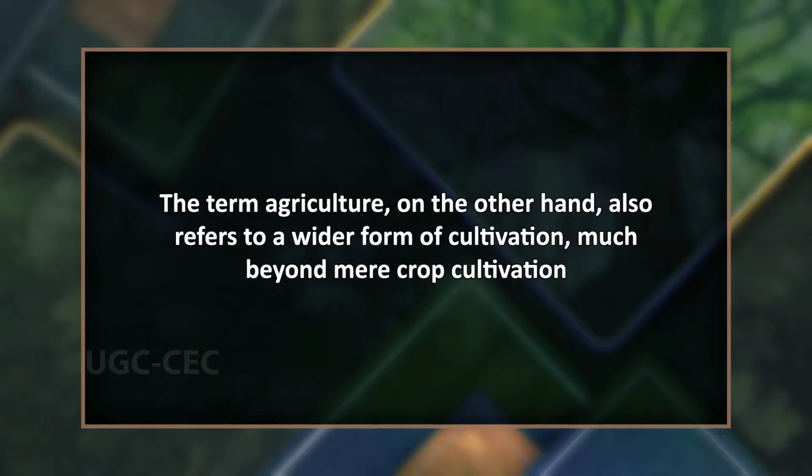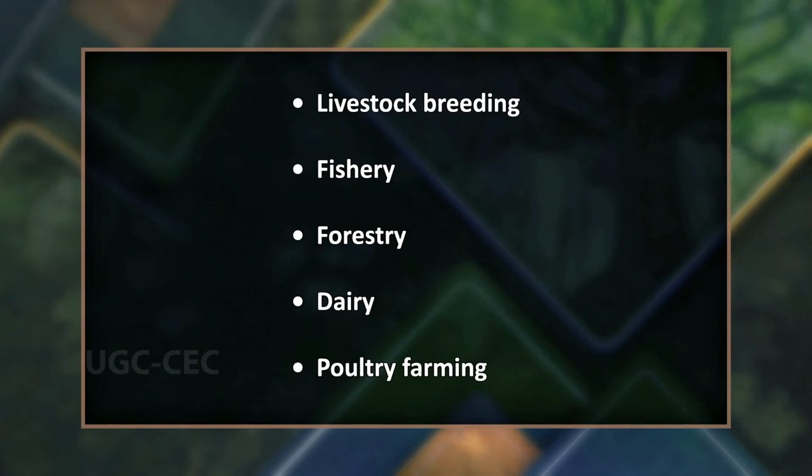The term agriculture, on the other hand, also refers to a wider form of cultivation, much beyond mere crop cultivation. In this extended sense, it includes livestock breeding, fishery, forestry, dairy, poultry farming, etc.